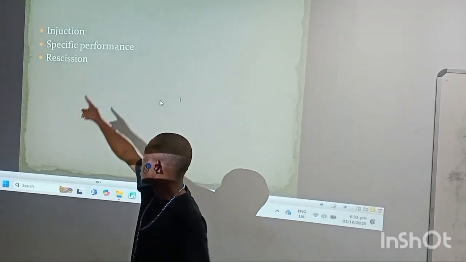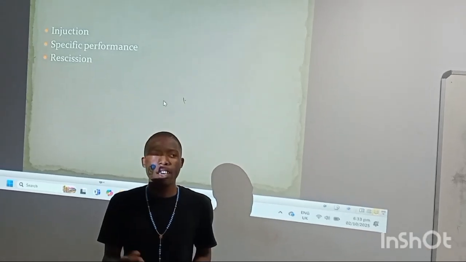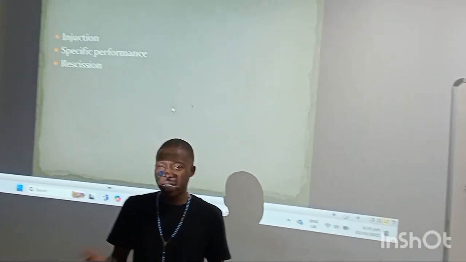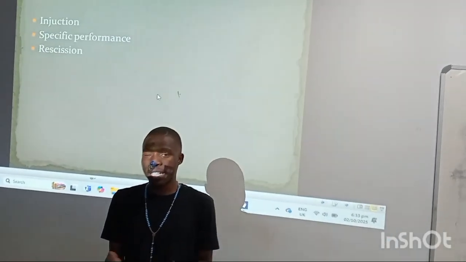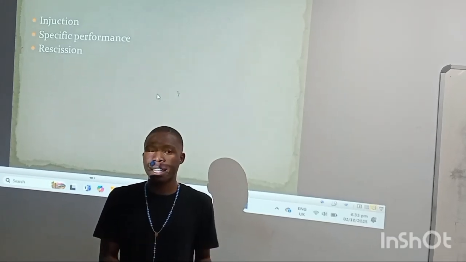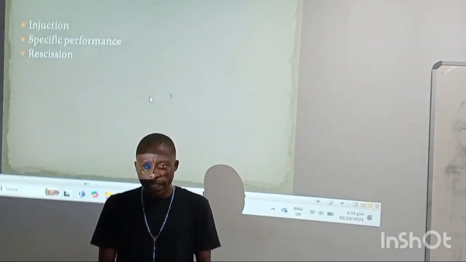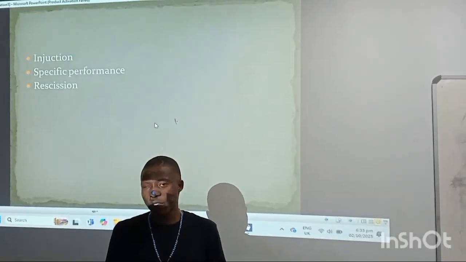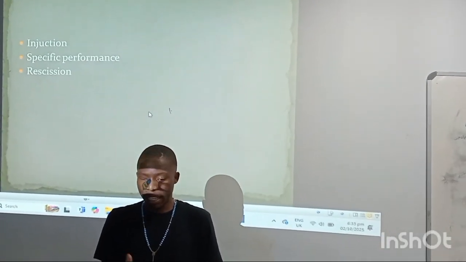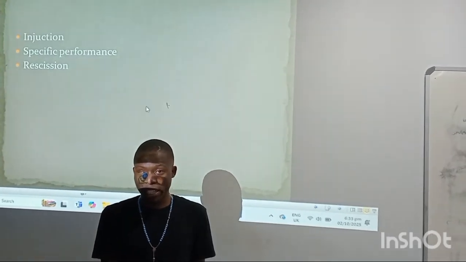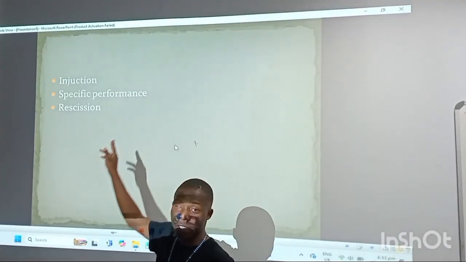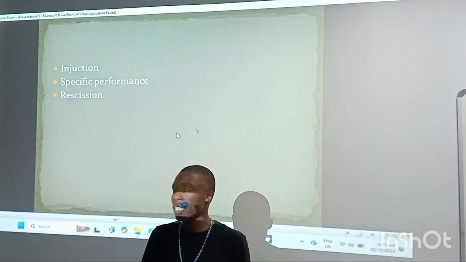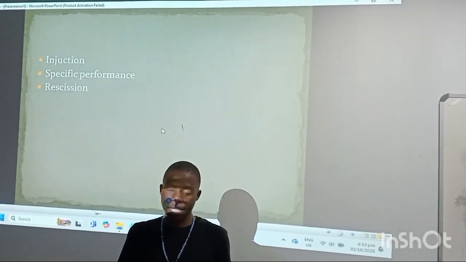The other one is specific performance. There are two people who entered into a contract. We know that each party has an obligation that must be satisfied in that contract. In the case where the other party has failed to deliver on its obligation, the court can order specific performance so that the other party does its side of the bargain.